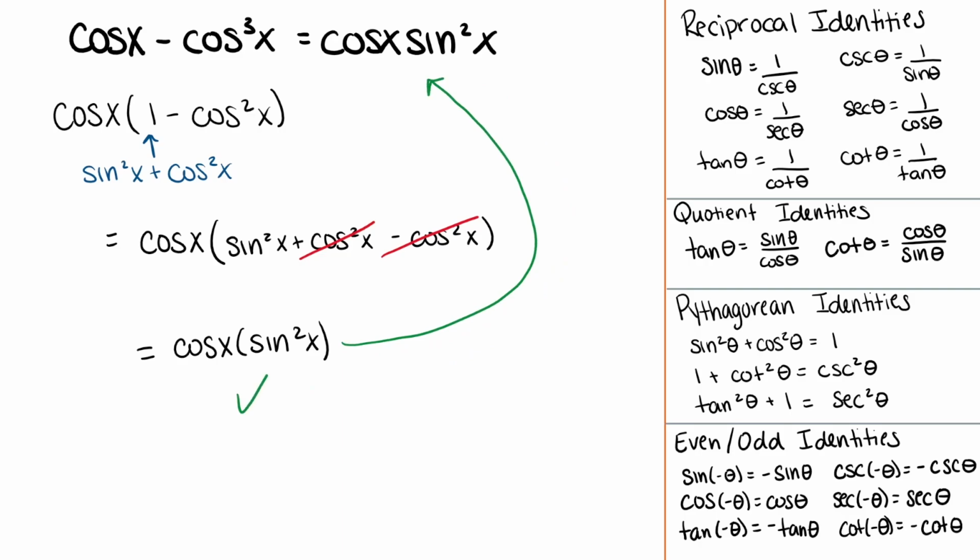Now, something I do want to point out is there is not always one way to get to the answer. It's important to make sure we're using our identities and pulling out what is relevant for that expression based on the trig functions that we see. But sometimes you can use different identities to get to the same answer.